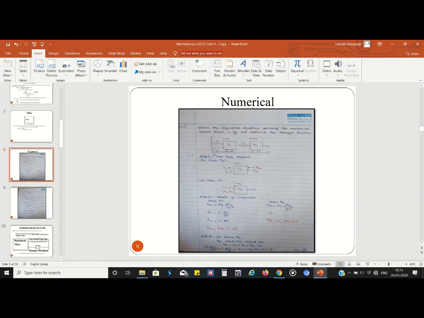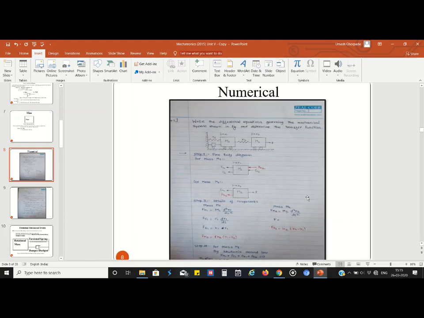So this system is given, having two masses. One mass has a spring which is connected to mass m1 and ground. Another, mass m1 is connected with a damper which is also connected to ground, having the displacement x1. Mass m2 has the displacement x2, and the force is applied on mass m2. In between mass m1 and m2, the spring k2 is connected.